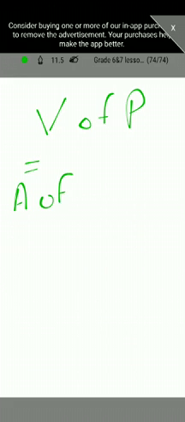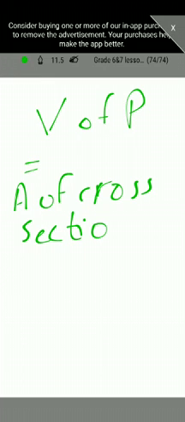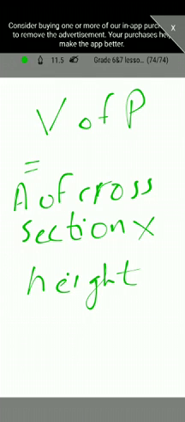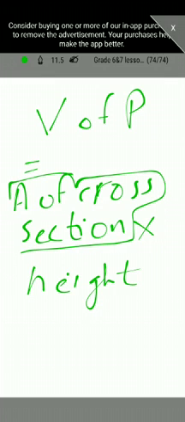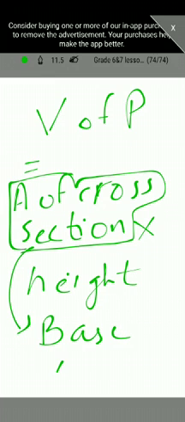area of cross section multiplied by height, right? That's the formula for volume of prisms, right? So first of all you need to understand what this area of cross section is. Area of cross section, or we can also take it as base area.